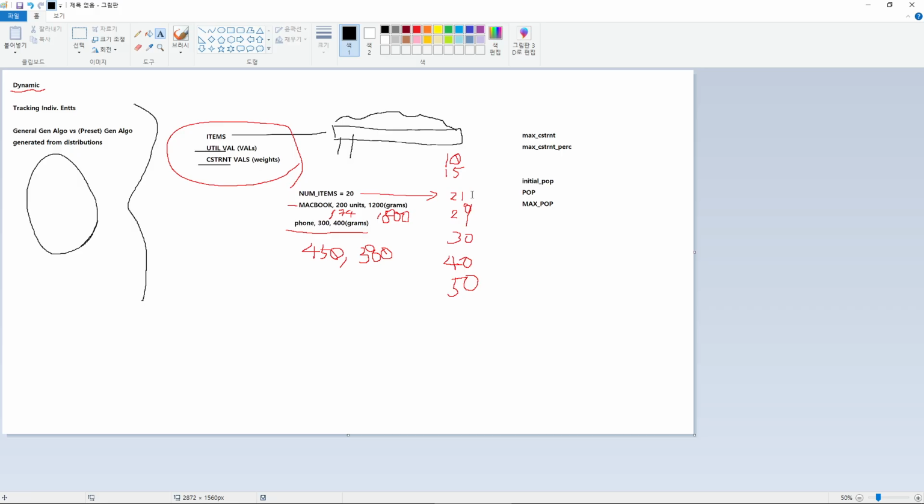And on top of all this, the items themselves could be preset, as in values like these, or generated, or general. But for now, I'm going to focus on the preset values.